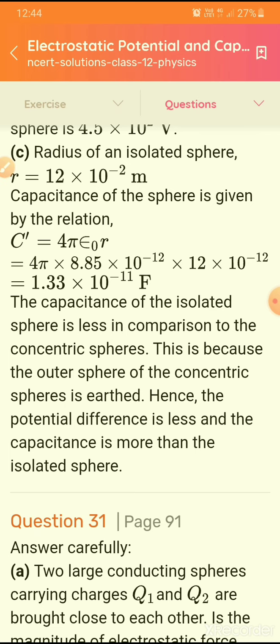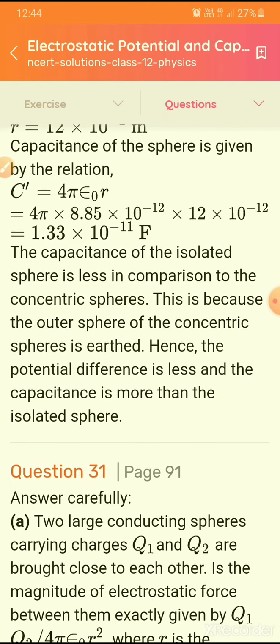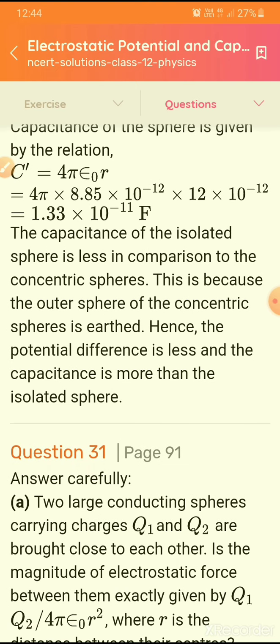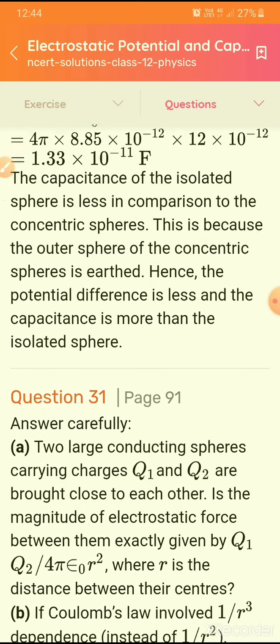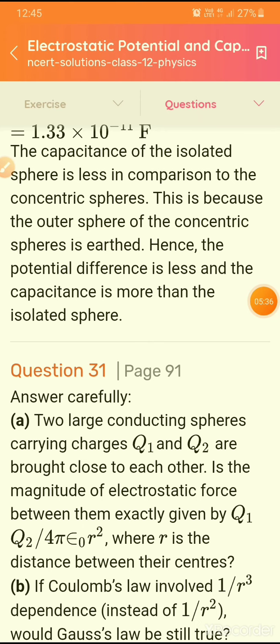Here we need to explain why it is smaller. The capacitance of the isolated sphere is less in comparison to the concentric spheres. This is because the outer sphere of the concentric spheres is Earth. Already we have learned it in the sum. Hence, the potential difference is less and the capacitance is more than the isolated sphere. So we can go for question number 31.